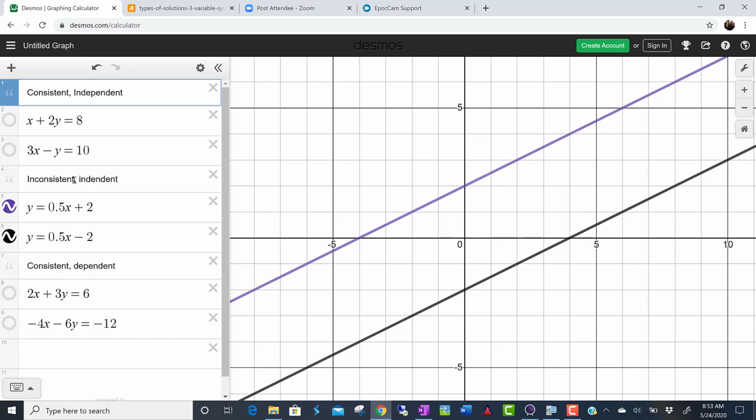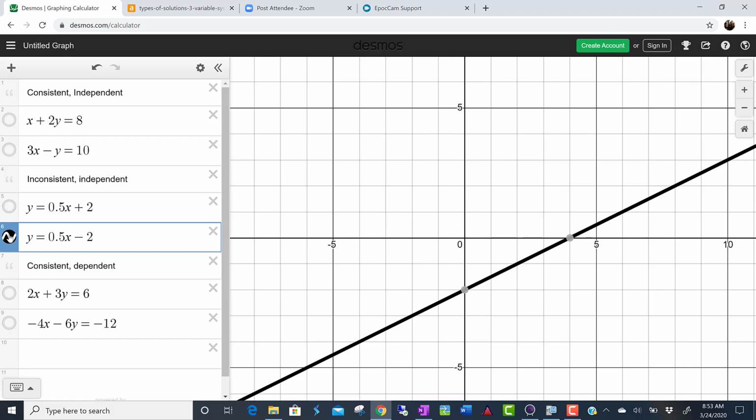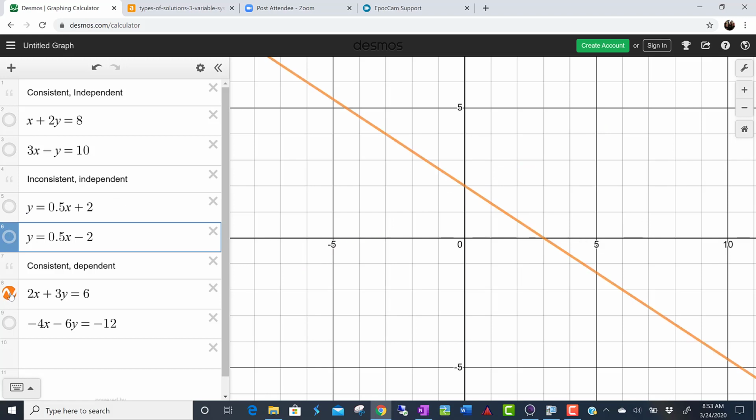And because they don't cross and there's no solution, it's inconsistent. At the same time, it's independent. It's independent because the two lines are different from each other. They're not the same line. So that's yet another possibility. And the last possibility to consider is this one.